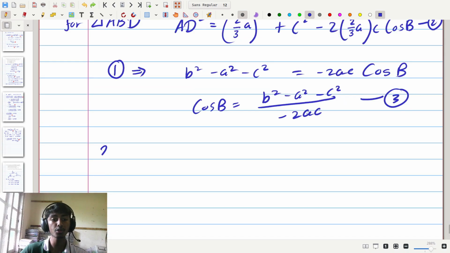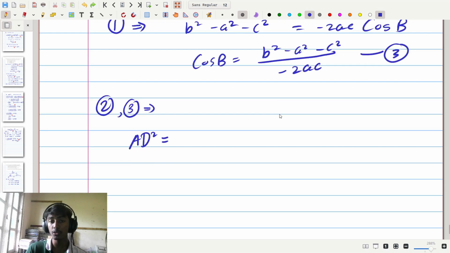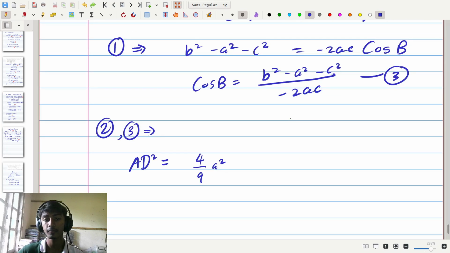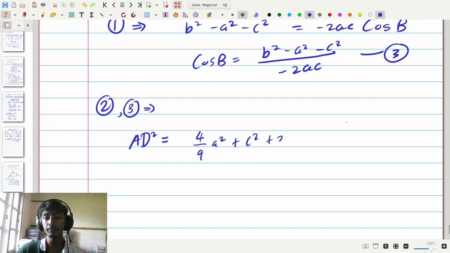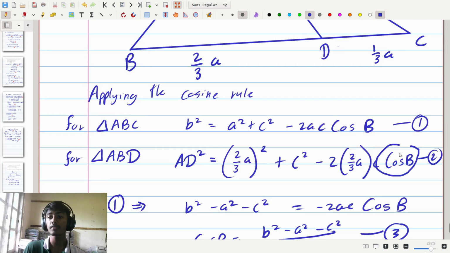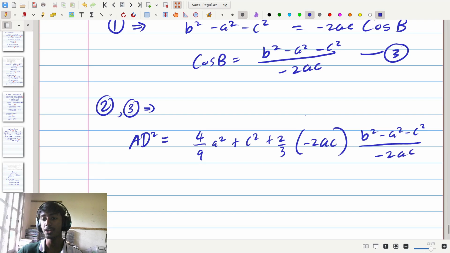Doing so, if we substitute 3 into 2, we will get on the left hand side AD squared being equal to 2/3 of a, the whole thing squared, which is going to be equal to 4/9 a squared, plus c squared, and then we have minus 2 times 2/3 of a times c, which I'll write as plus 2/3 of minus 2ac times the cosine of capital B, which is equal to b squared minus a squared minus c squared divided by minus 2ac.